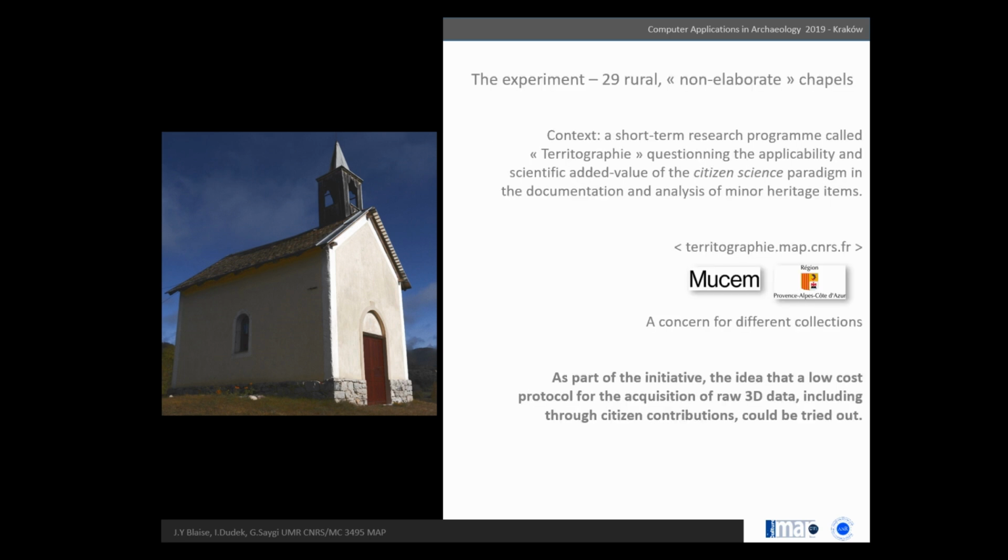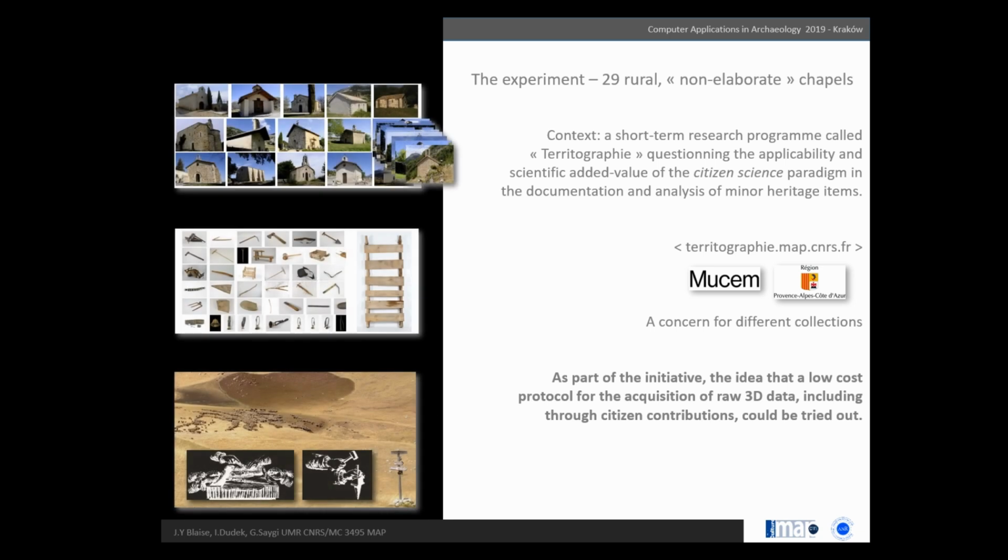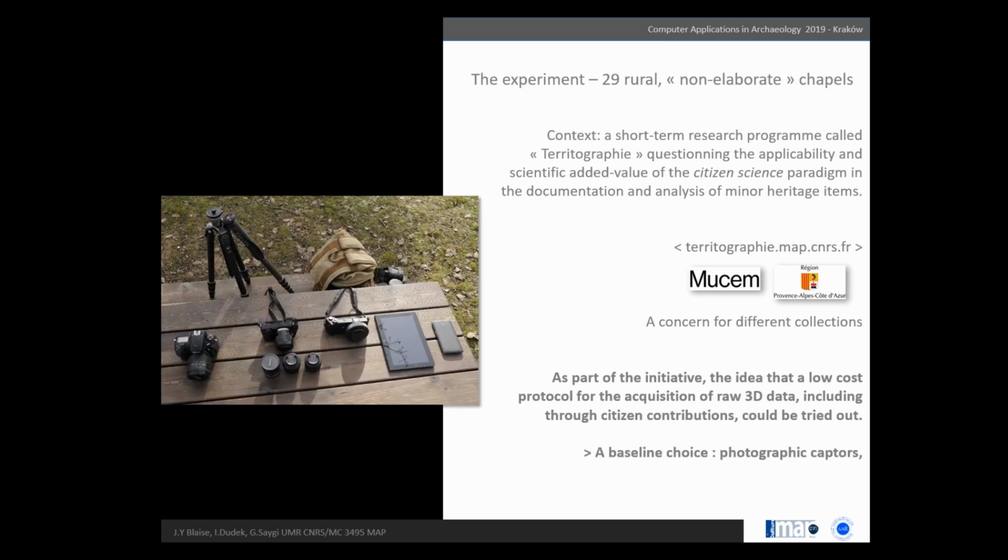So, context of this experiment. The experiment was carried out in the context of a short-term research program on citizen science and minor heritage. In fact, we had a concern for different collections, not only rural chapels. I will focus naturally on this aspect today. As part of that initiative, the idea came that, okay, a low-cost survey protocol for the acquisition of 3D data could be tried out. This is for the context. Our choice was to use photographic captors and a variety of photographic captors from mobile phone to cameras.